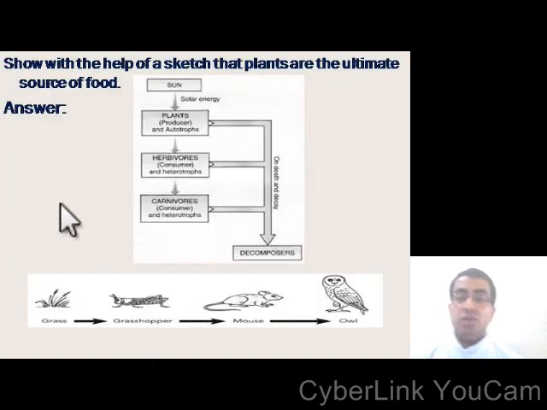Question number 5, show with the help of a sketch that plants are the ultimate source of food. Here you can see the diagram. Chlorophyll present in the leaves captures sunlight. Carbon dioxide from the air is taken in through the stomata present on the surface of the leaves, and plants prepare food with the help of carbon dioxide and water in the presence of sunlight. The plants are eaten by the herbivorous animals, and the herbivorous animals are eaten by the carnivorous animals. When these plants die, they are decomposed by decomposers.